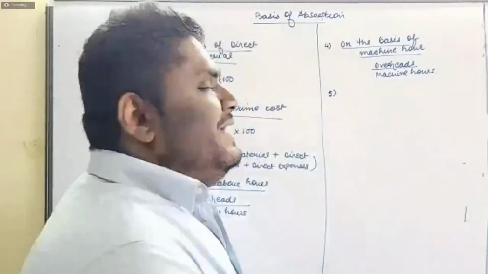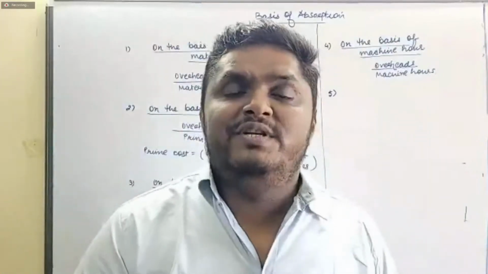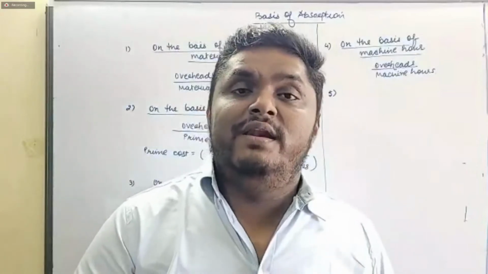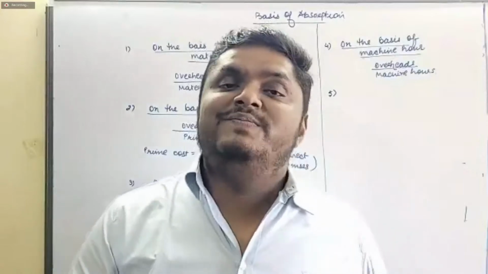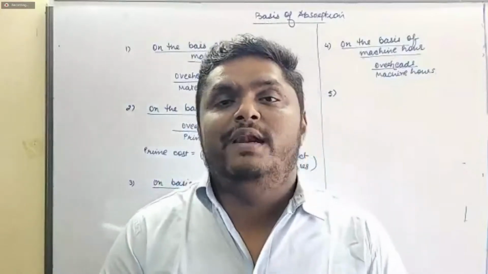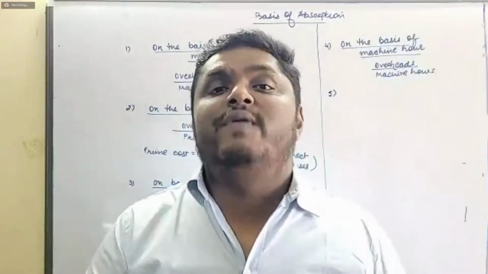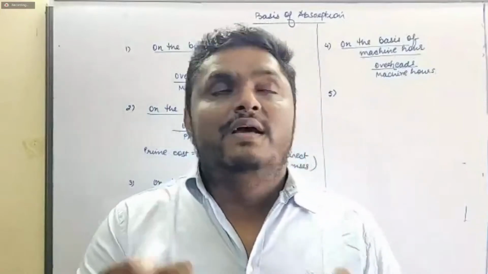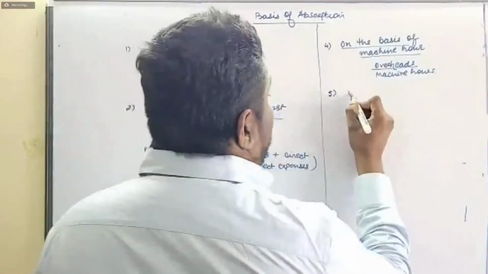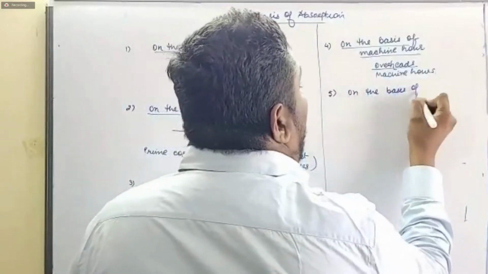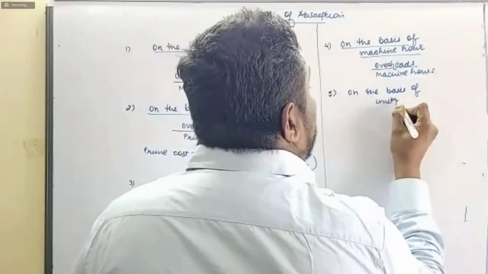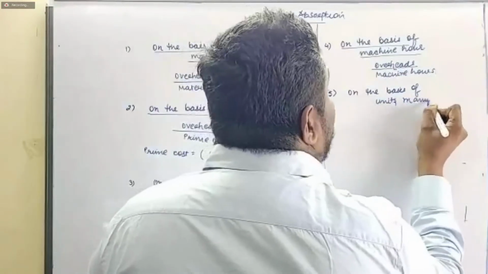Now, one more point, guys. Let's say information is given in the question wherein you have to absorb the overheads on the basis of the units produced. Now, this method is to be applied only when we are manufacturing only one type of product. I repeat again, when the overheads are absorbed on the basis of units manufactured.